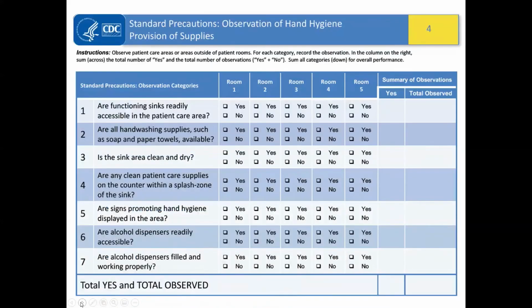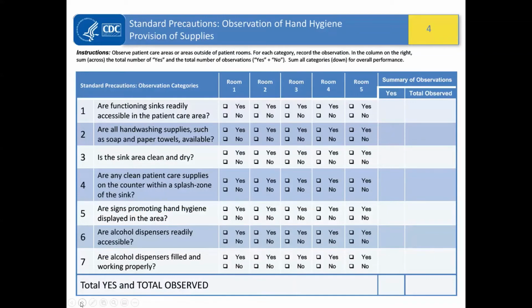So go out, look at where these locations are. Do you have functioning sinks readily accessible in patient care areas? Do you have the appropriate supplies? So you might have soap, but are there paper towels? Are the paper towels not located on the back of the sink where they can get wet? They should be mounted. Is the sink area clean and dry?